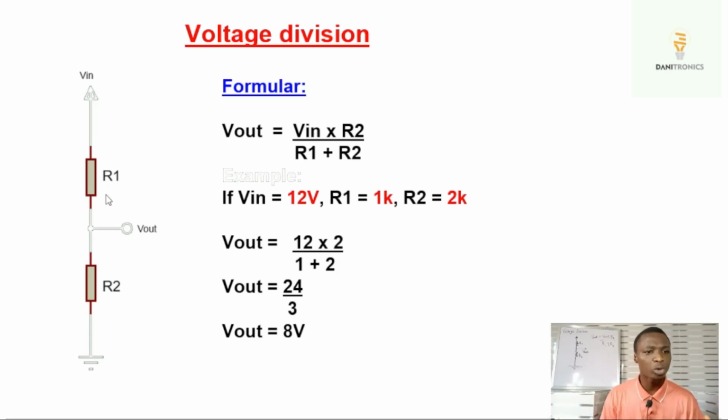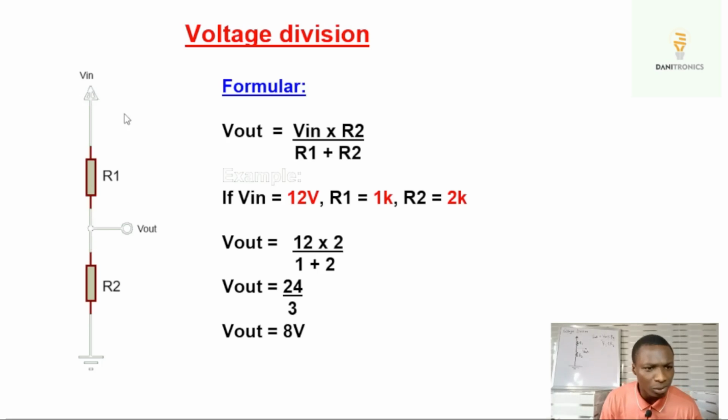And so whenever you want to make voltage division, you want to divide voltage into smaller segments or smaller values, you can put two resistors in series. As you can see in this circuit, you have R1 and R2 in series, and there will be a voltage at the output, a V out at this point where the two resistors connect together.